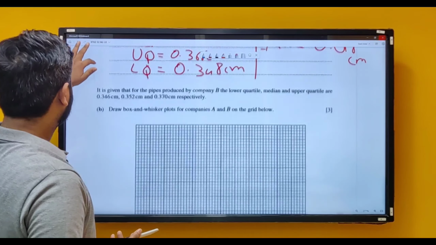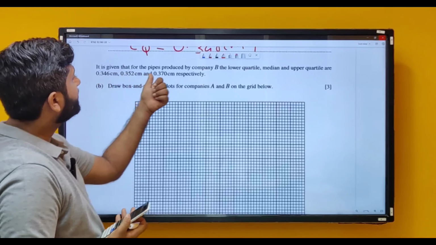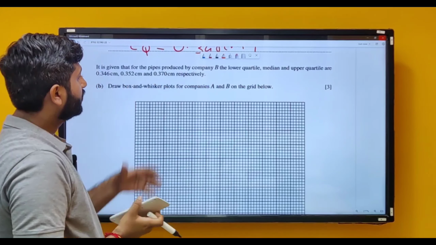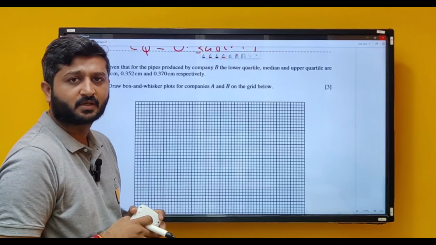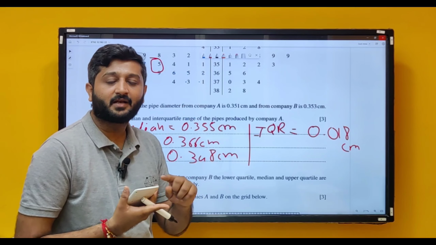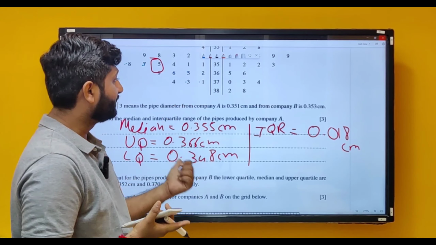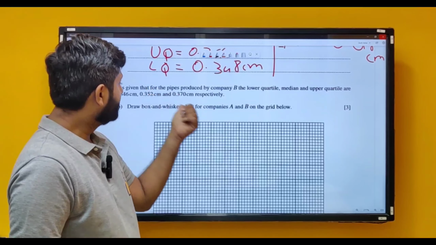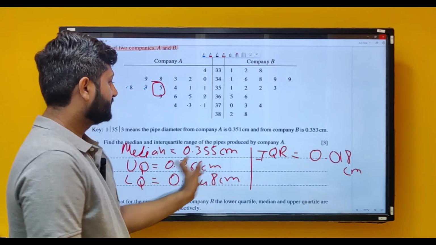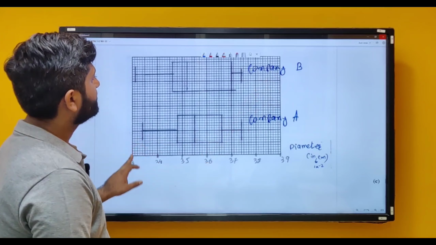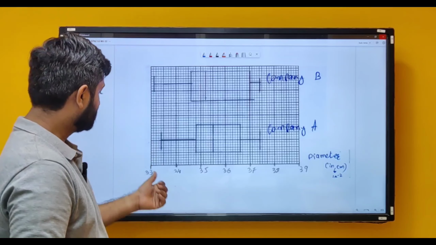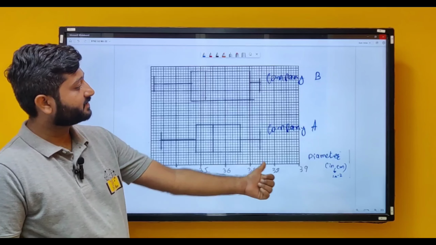Let us move to the next part. It is given that the pipes produced by company B have lower quartile, median and upper quartile at so and so. Draw box and whisker plot. Okay, we are supposed to draw box and whisker plot for this diagram. I think it is pretty easy. We just found out the median, upper quartile, lower quartile for company A. We have been given median, upper quartile, lower quartile for company B. We also have the range, which is highest value and lowest value. Just place them, and I think this is how your box and whisker plot will look like. See, I have started from 33, 34, 35, 36, 37, 38, 39.